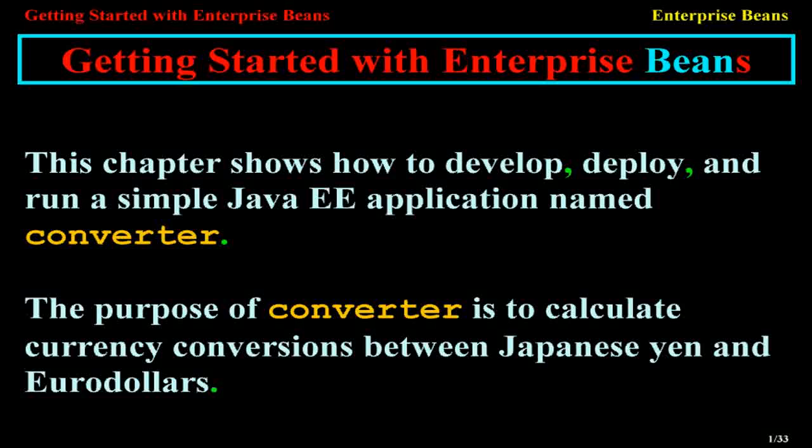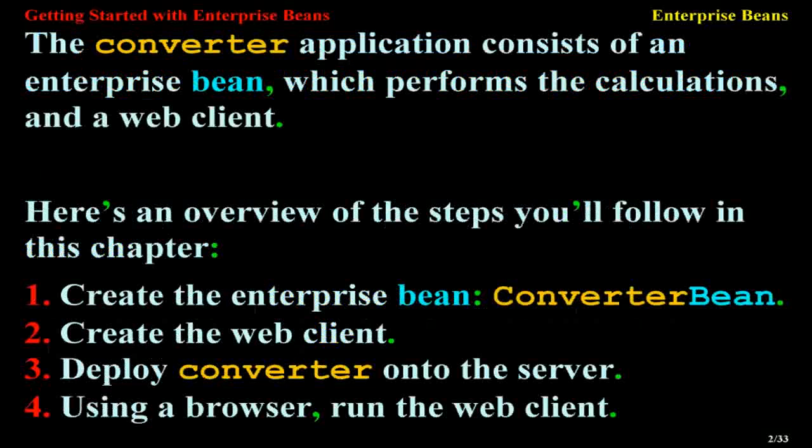Getting started with enterprise beans. This chapter shows how to develop, deploy, and run a simple Java EE application named Converter. The purpose of Converter is to calculate currency conversions between Japanese yen and euro dollars. The Converter application consists of an enterprise bean, which performs the calculations, and a web client.